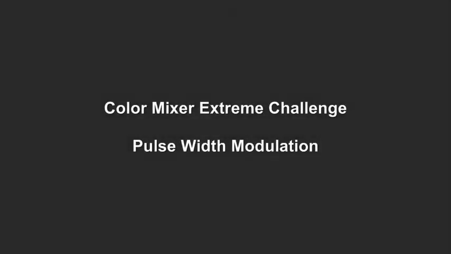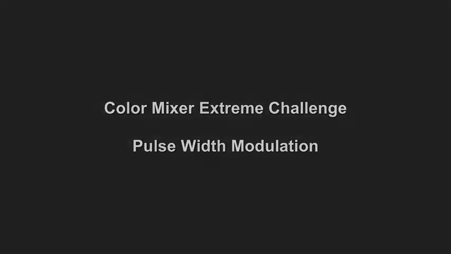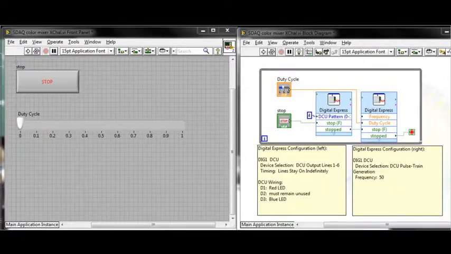The extreme challenge is to modulate the intensity of the LED by turning it on and off rapidly and controlling the fraction of time it's on, also known as the duty cycle. First, let's look at the red LED by itself. Here's the front panel and block diagram of the Extreme Challenge VI. The DCU generates a pulse train whose duty cycle can be changed with the front panel slider.